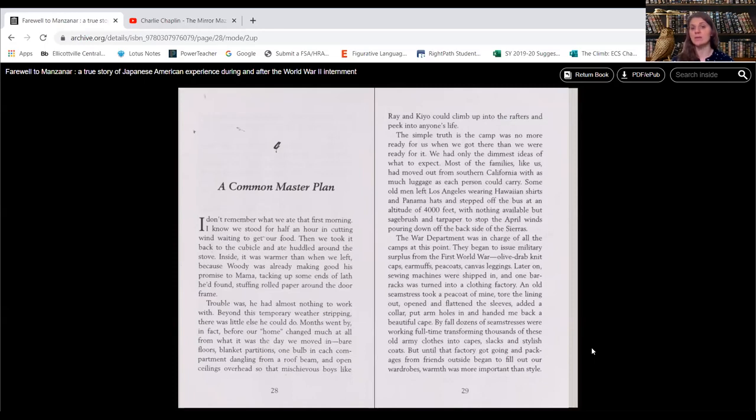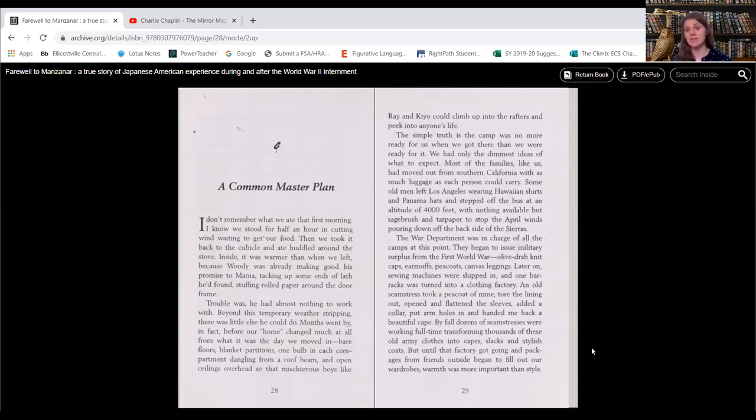They began to issue military surplus from the First World War. Olive drab knit caps, earmuffs, peacoats, and canvas leggings. Later on, sewing machines were shipped in and one barracks was turned into a clothing factory. An old seamstress took a peacoat of mine, tore the lining out, opened and flattened the sleeves, added a collar, put armholes in, and handed me back a beautiful cape.